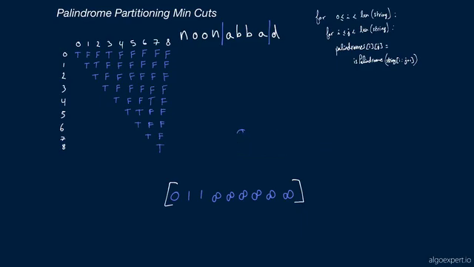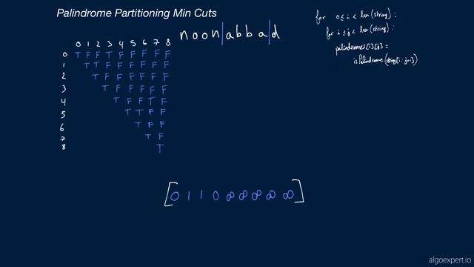So let's try to build up the rest of this array using this. So now we move on to, we're at noon, right? So is noon a palindrome? Well, we look in our array. Oh yeah, it turns out noon is a palindrome. It's true. So if noon is a palindrome, then okay, we actually don't have anything to do here. We can just store a 0. Okay, so simple enough.